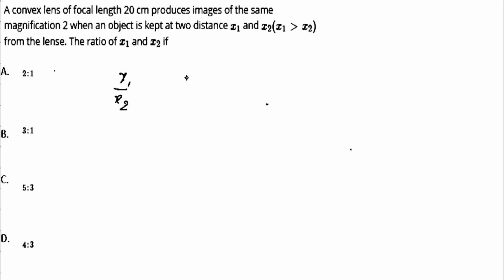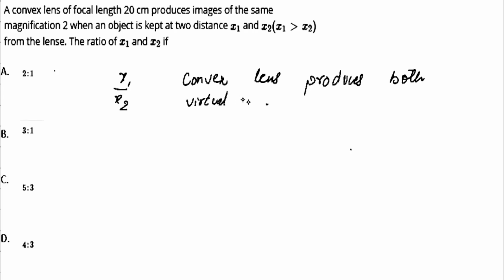So we know that the convex lens produces both virtual and real images. First we will find out, so x1 is greater than x2. So x1 is the object distance which produces a real image.